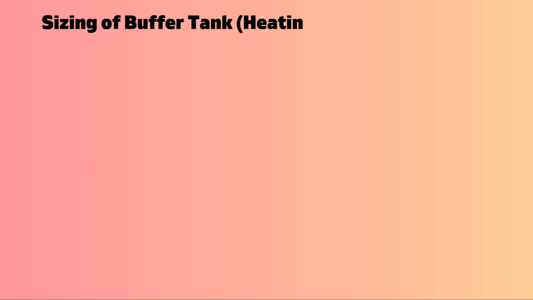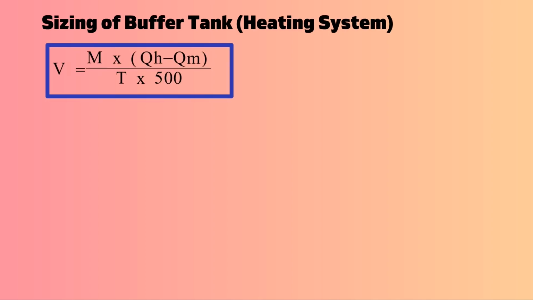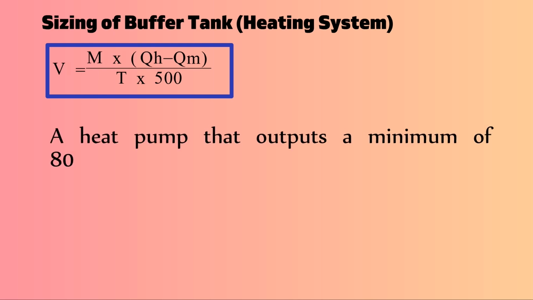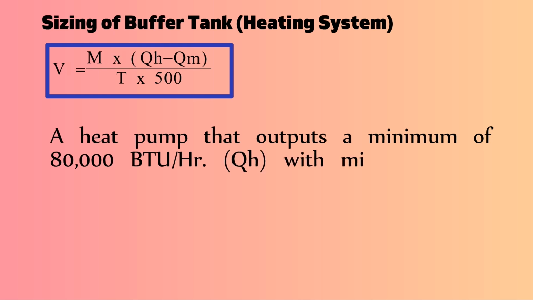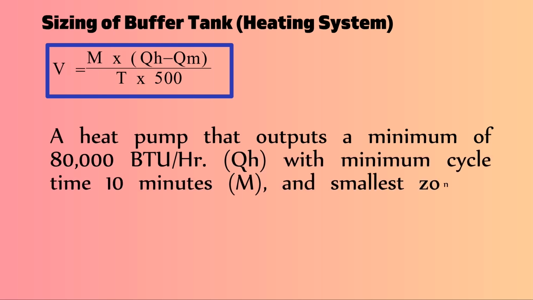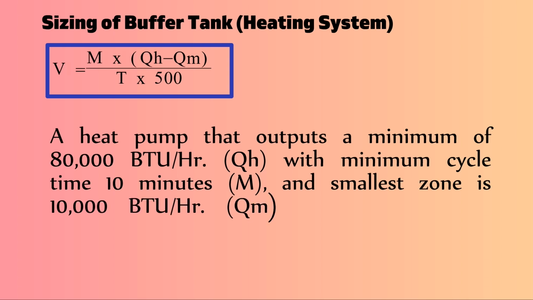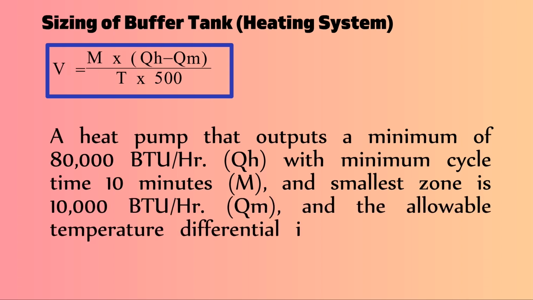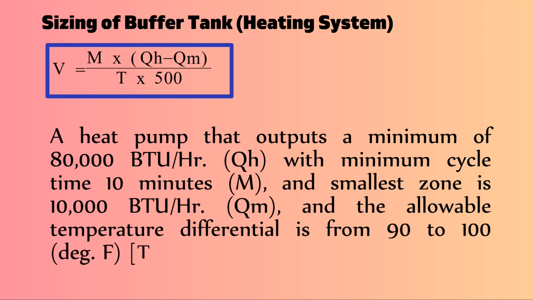Sizing of buffer tank for heating system. We already know the equation. Now let's try to solve a problem. A heat pump that outputs a minimum of 80,000 BTU per hour with a minimum cycle time of 10 minutes, and the smallest zone is 10,000 BTU per hour, and the allowable temperature differential is from 90 degrees Fahrenheit to 100 degrees Fahrenheit.